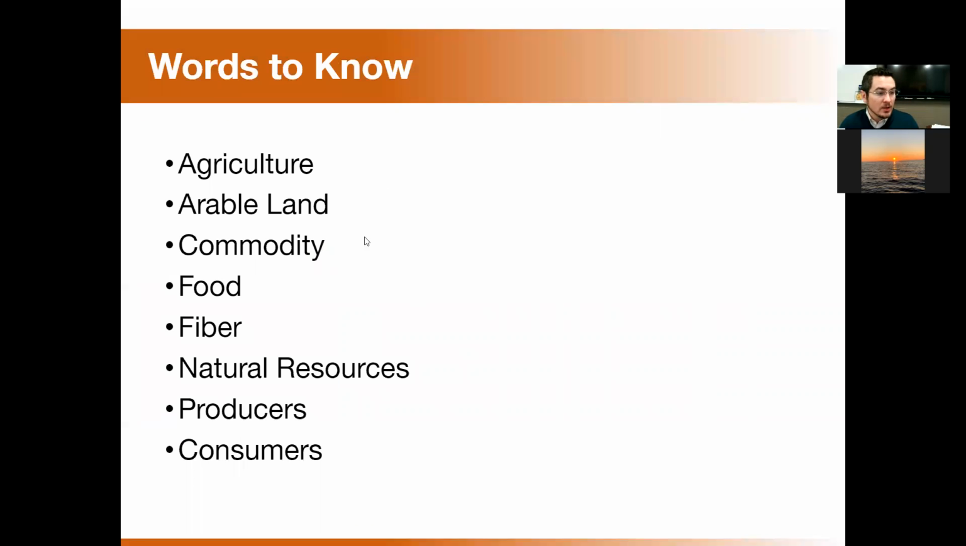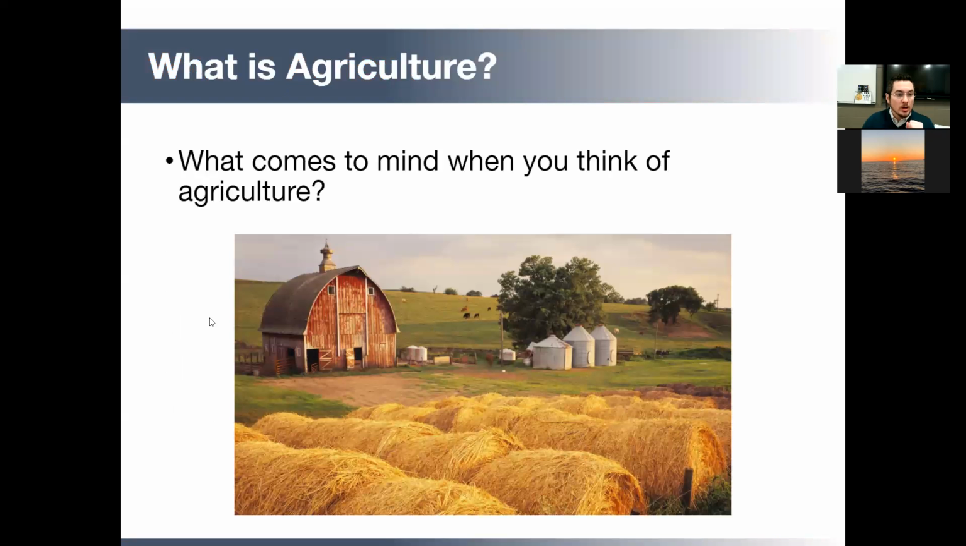Words that you're going to need to know. There's a few in here that maybe you haven't seen before. I imagine a lot of this is going to be review, but particularly arable land and fiber may be things that we don't know. We're going to buzz through all of those and get those words as a part of our vocabulary moving forward.